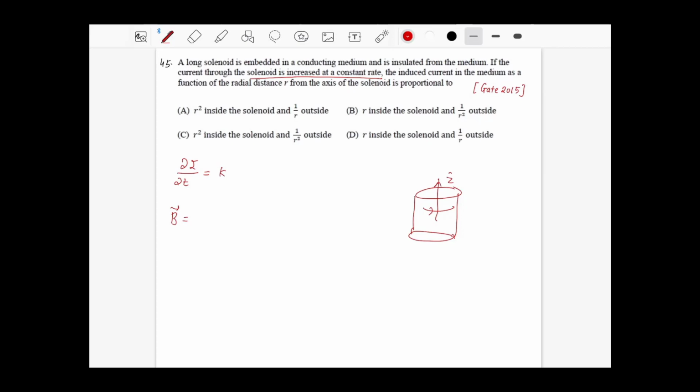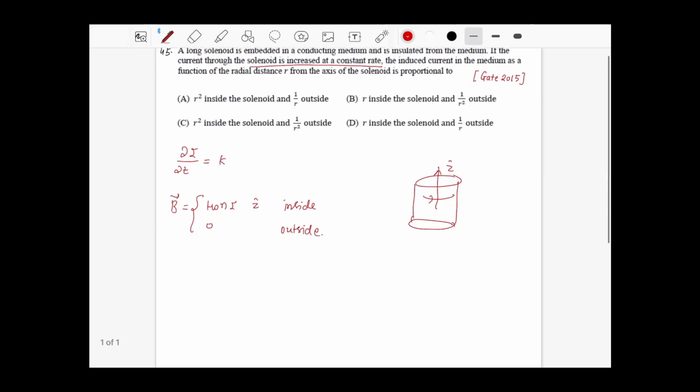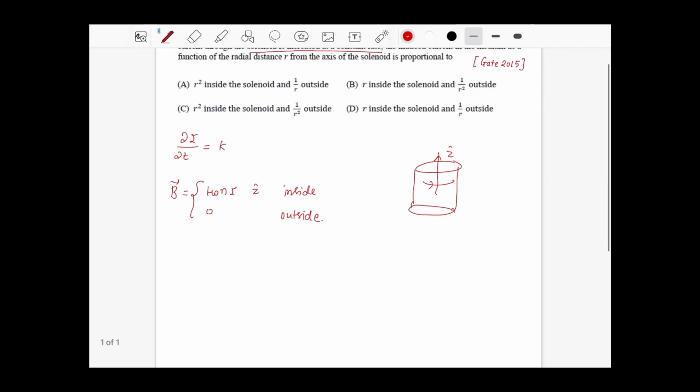The magnetic field due to a current I carrying n turns per unit length is given by mu naught n I in the z cap direction inside the solenoid, and it is zero outside the solenoid. So we have to find out how the induced current will vary as a function of r.